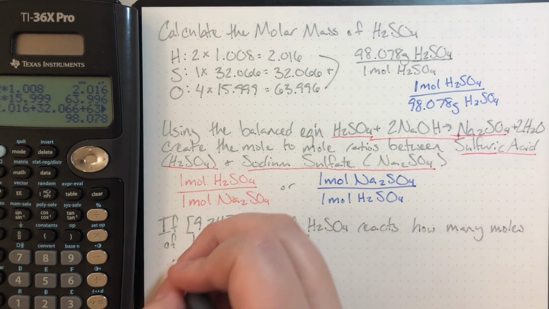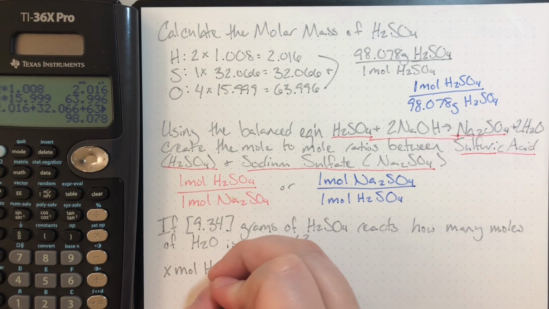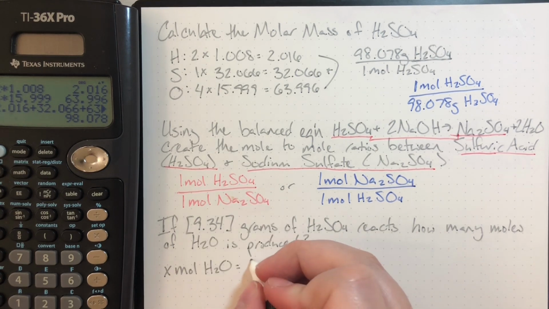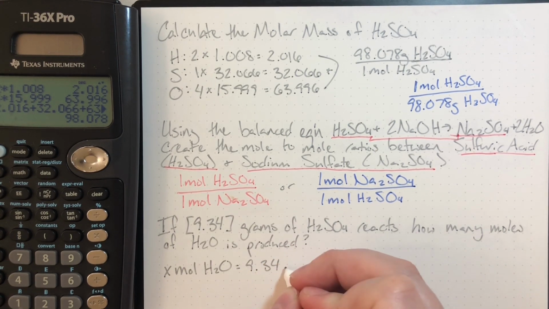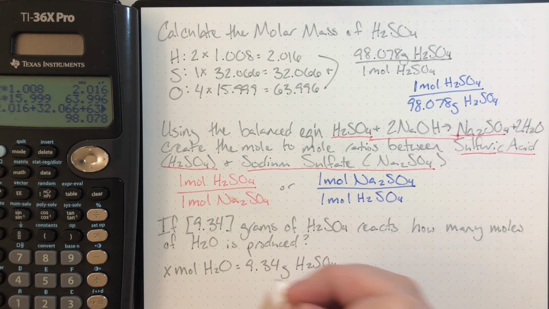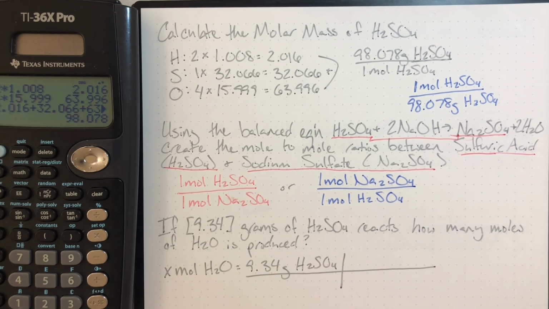The question word is how many. It's attached to the unit moles. Moles is attached to the compound water. Is produced is my equal sign, and the number given in the problem is 9.34 grams of sulfuric acid. I'll go ahead and set up my dimensional analysis train tracks.